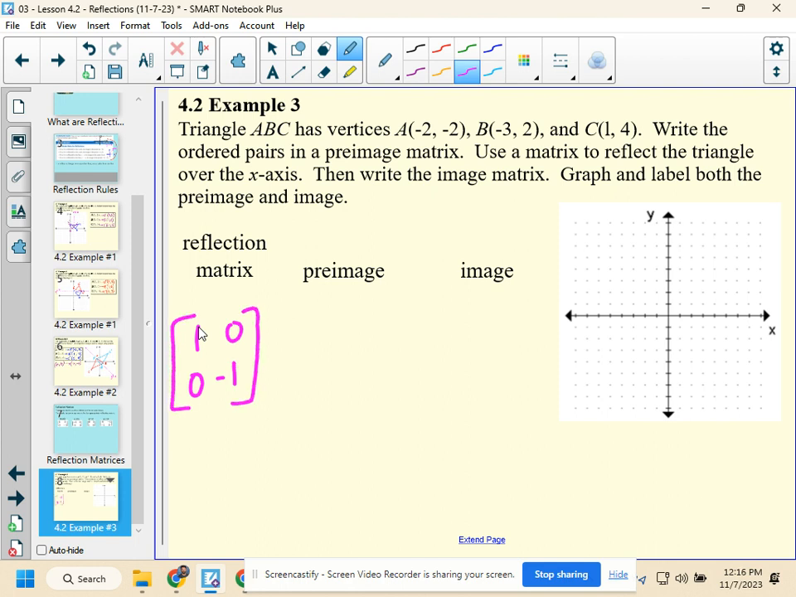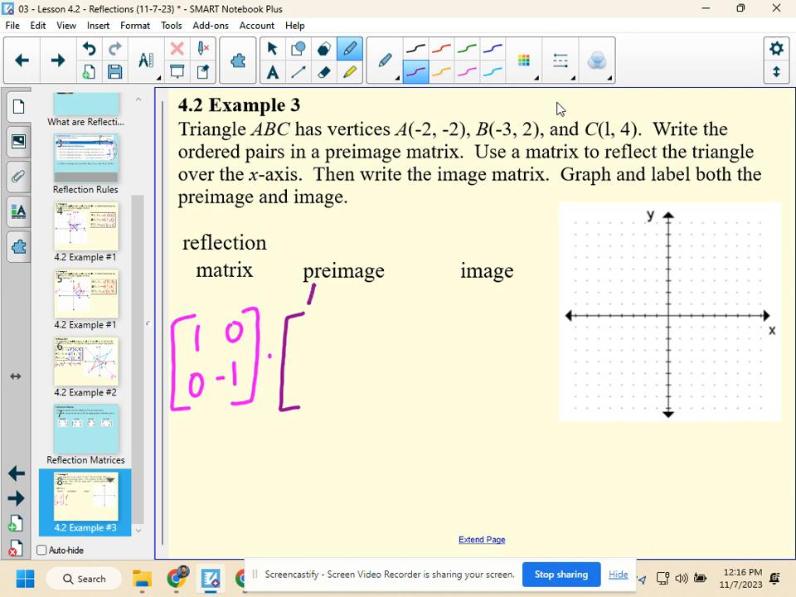Why does it go here? Because that is my reflection matrix, okay? That's the appropriate one for the x-axis. Okay, next thing we have to write. Let's turn our ordered pairs that are right up here into the pre-image matrix.